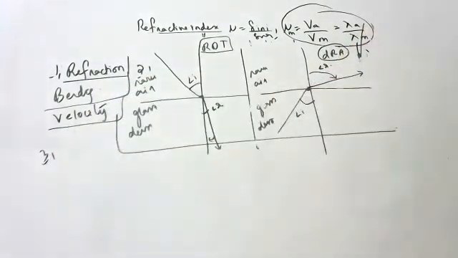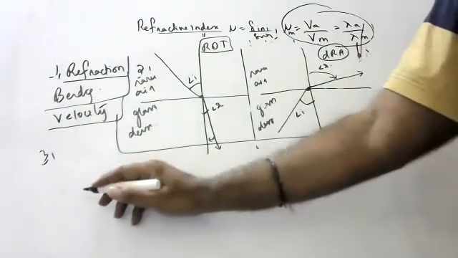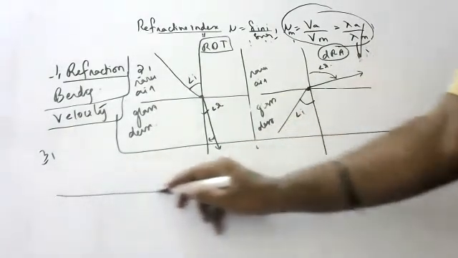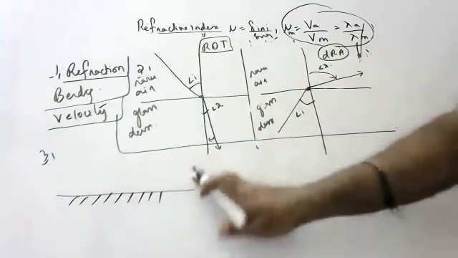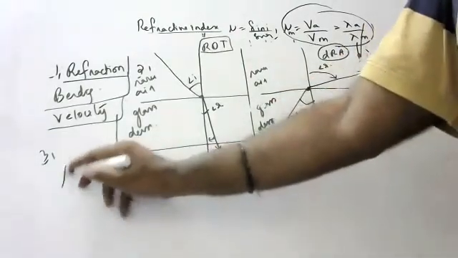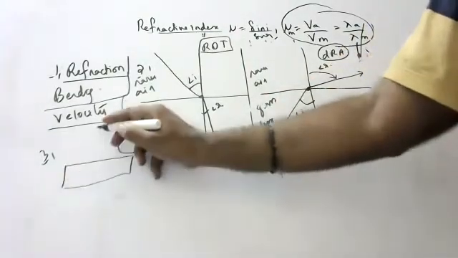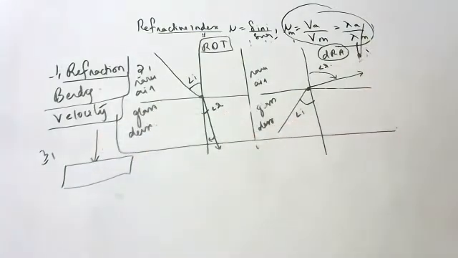Next, third question. They have given a ray of light incident normally on a plane glass slab. What will be the angle of refraction and what is the angle of deviation for the ray? Children, it is asking about a plane glass slab. Plane glass slab means like this. The light ray is incident normally. Normally means like this. The question is what will be the angle of refraction and angle of deviation for the ray?